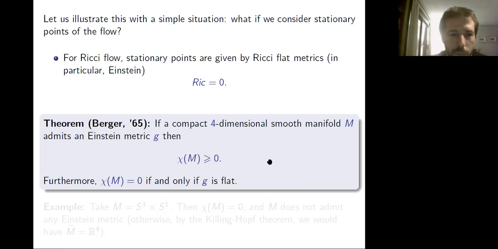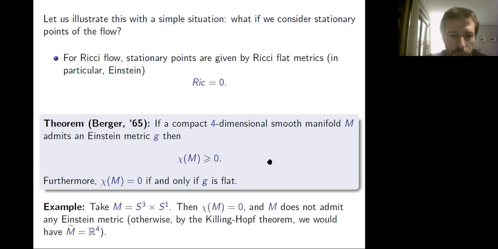Okay, so take M equal to S^3 cross S^1, a very simple compact four-dimensional manifold. Then the Euler characteristic is zero, and therefore M does not admit any Einstein metrics, because otherwise this would give you that g must be flat, and by the Killing-Hopf theorem, the universal cover would be R^4. So S^3 cross S^1 does not admit any Ricci flat metrics.